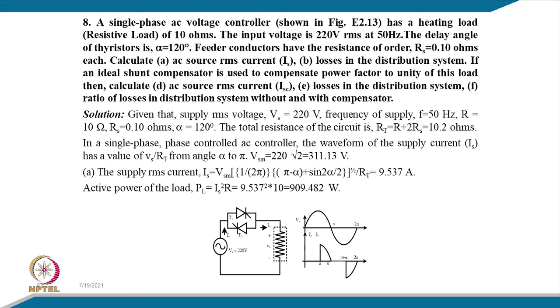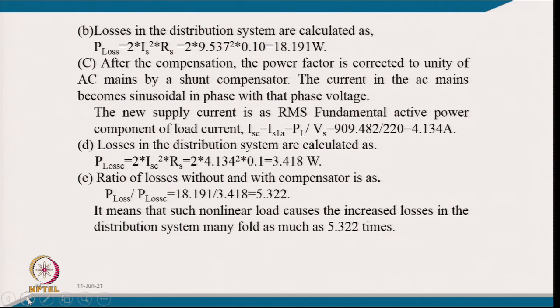The supply RMS current Is is equal to Vsm times the bracket of this formula, which is available in most power electronics books: square root of 1 upon 2 pi, and in the bracket, pi minus alpha plus sin 2 alpha by 2. So, this is the RMS voltage divided by RT of this waveform. Then it comes to 9.537 ampere, and the active power of the load is this current square multiplied by the resistance of the load. So, it becomes 909.482 watt. So, that is the power, and that is the RMS current.